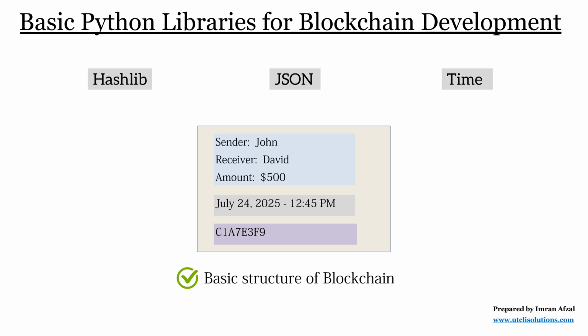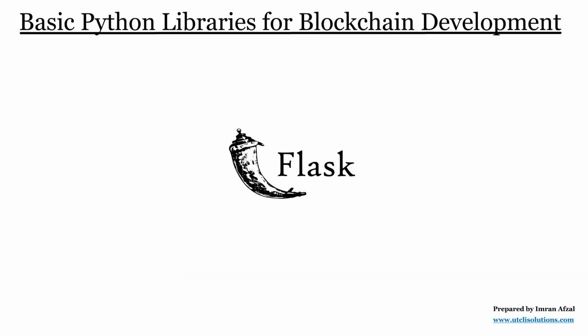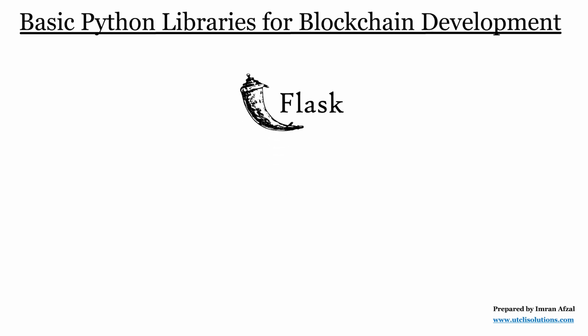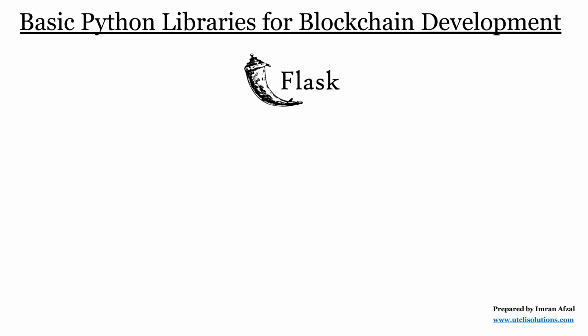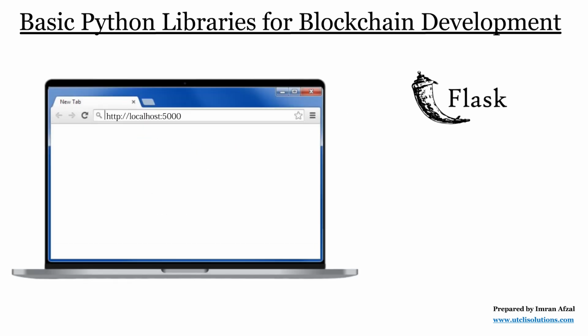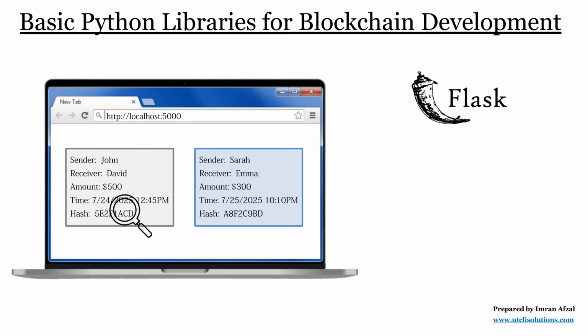Now, we want to make our blockchain run in a web browser. For this, we use a library called Flask. Flask is a light web framework. It allows us to turn our Python code into a web app. We can open our blockchain in a browser and see the data in a user-friendly way. Flask also allows us to send and receive data using URLs.